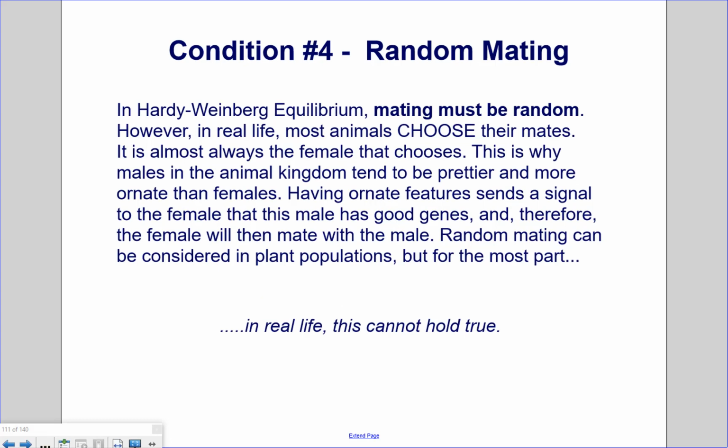Condition number 4, random mating. In Hardy-Weinberg equilibrium, mating must be random. However, in real life, most animals choose their mates. It is almost always the female that chooses. This is why males in the animal kingdom tend to be prettier and more ornate than females. This is especially true for birds. The male birds always tend to be prettier and have the more elaborate feathers. Having ornate features sends a signal to the female that the male has good genes, and therefore the female will then mate with the male. Random mating can be considered in plant populations, but for the most part, in real life, this cannot hold true.